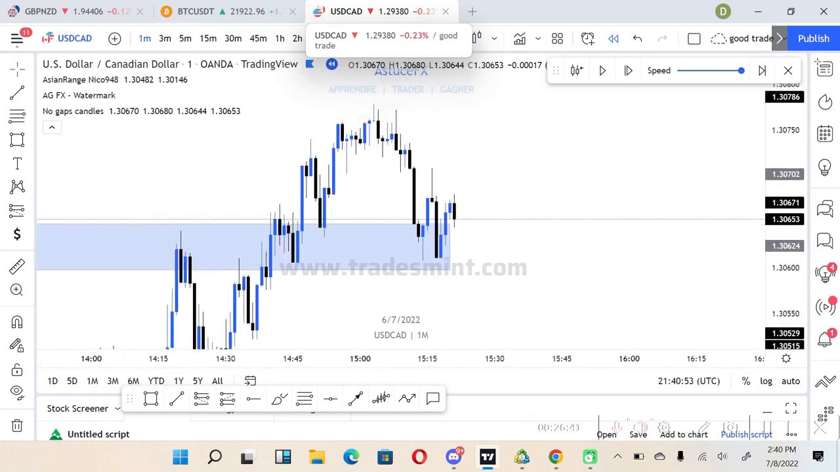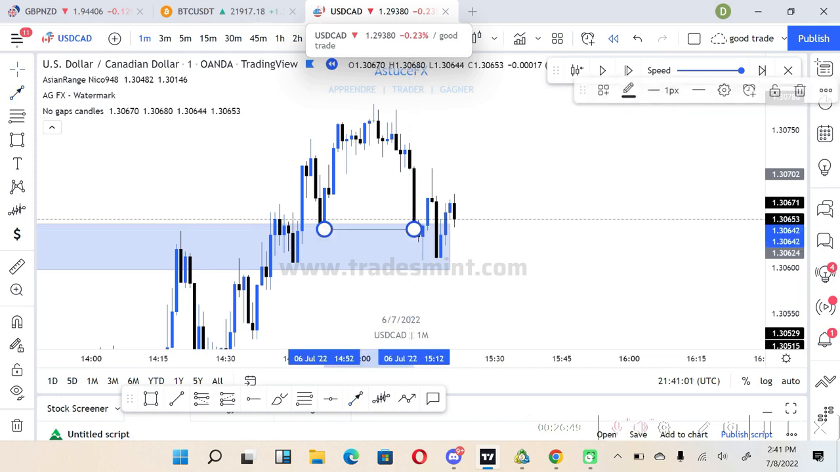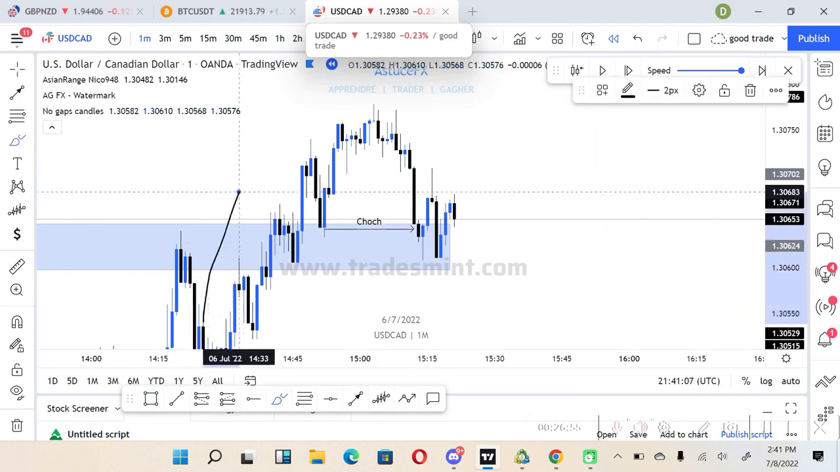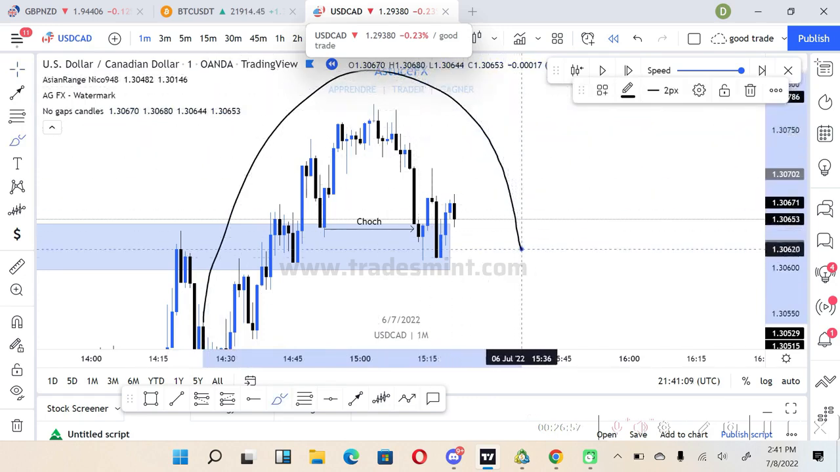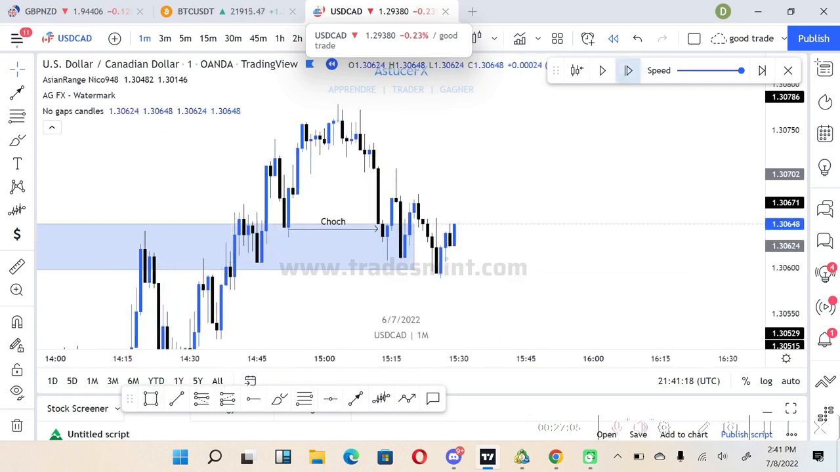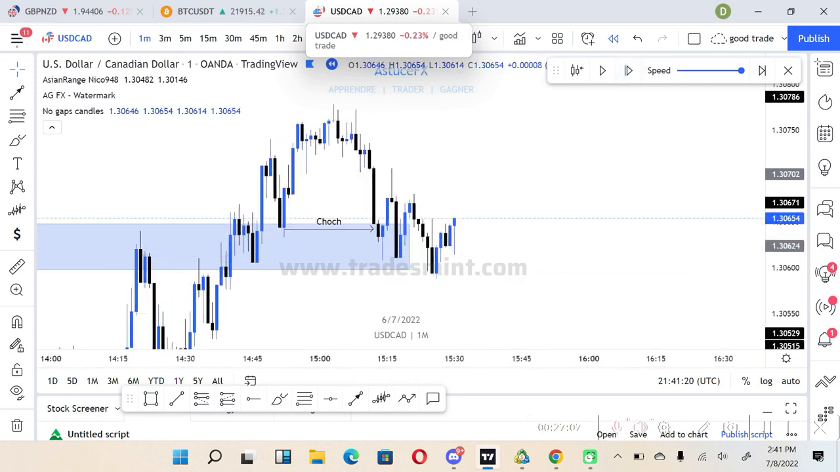I can even see that we are now going rounded, which seems like buyers are leaving the market and sellers are entering into the market. It's actually my change of character. The reason I'm saying this is we were bullish and now we are getting bearish. You guys can clearly see we are going from bullish to bearish. So maybe now, let's replay the market a bit. Okay, we can see now we are breaking structure to the downside.